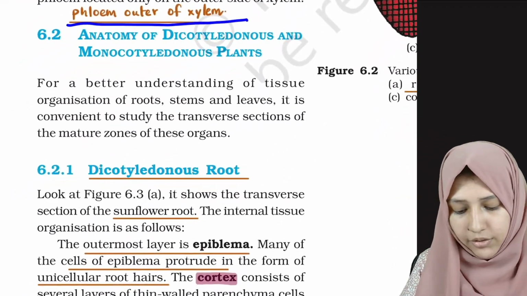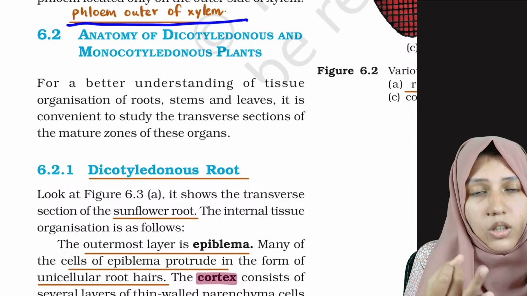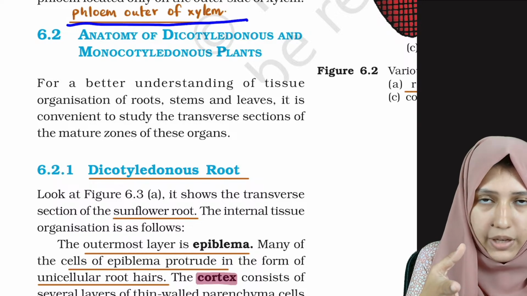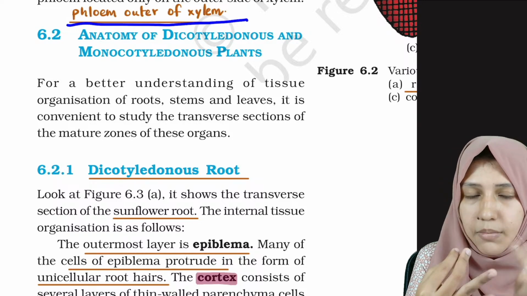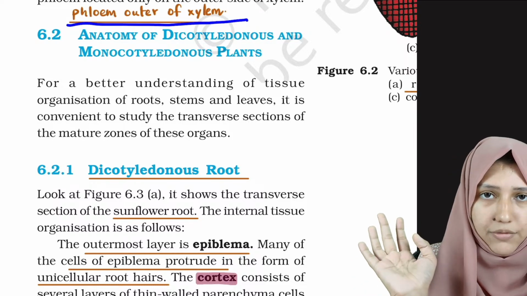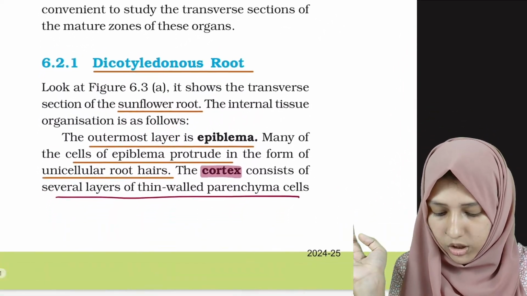Anatomy of flowering plants. Now we have studied about ground tissue, vascular tissue and epidermal tissue. Now connecting all this information we have gathered, we are going to study about dicot stem, monocot stem, dicot root, monocot root, and the dicot and monocot leaves. So let's go into it. First one we are dealing with is dicot root.